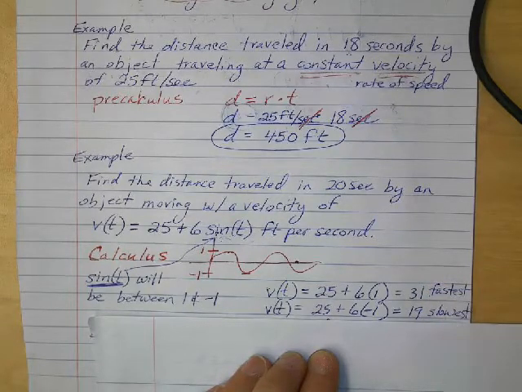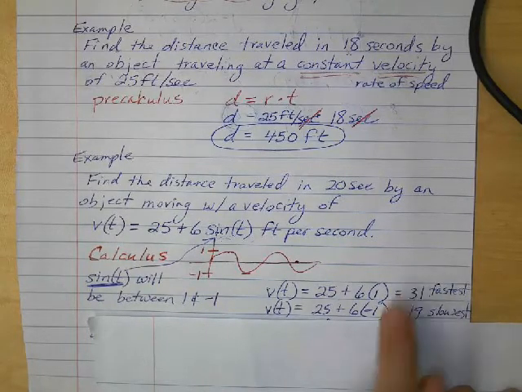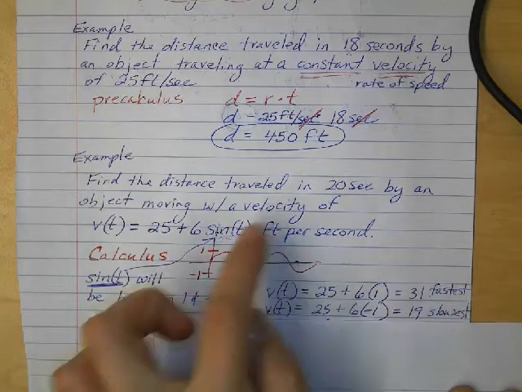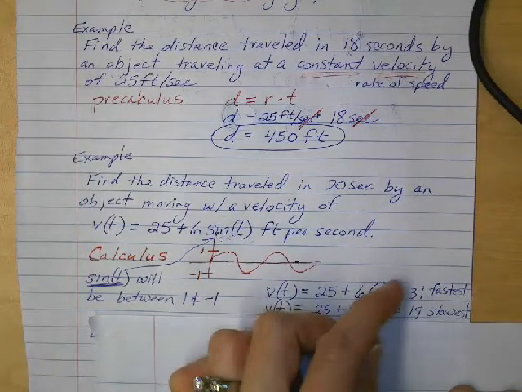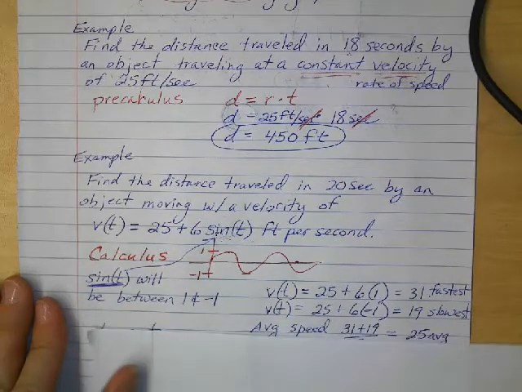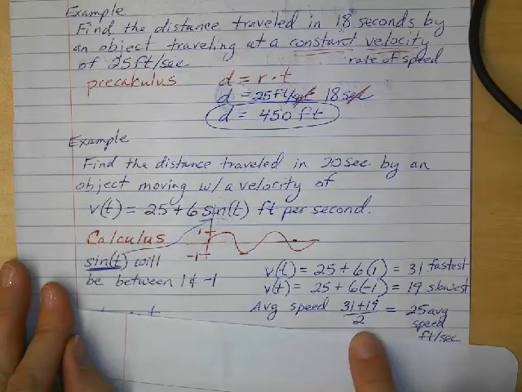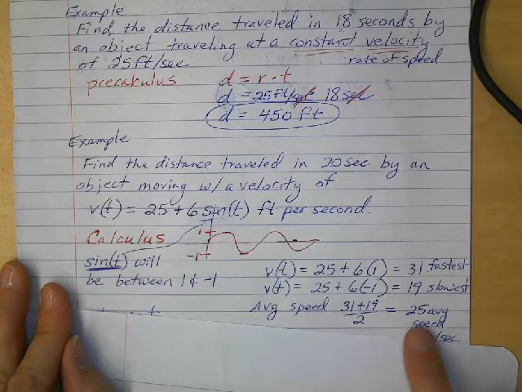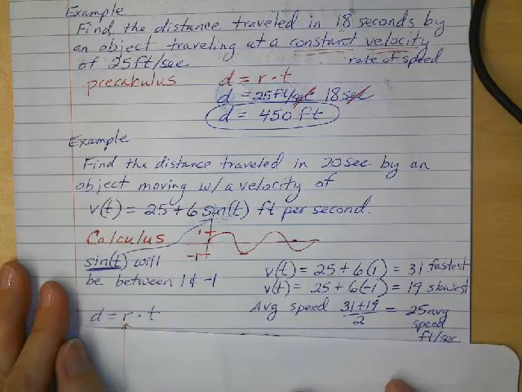So since it's a calculus problem, we're trying to just estimate this. So let's just get an average rate of speed. The speed is changing throughout the problem. The fastest this object could go is 31. The slowest this object could go is 19 feet per second. So I just took an average of those. 31 plus 19 divided by 2. The average is 25. The average speed is 25 feet per second.